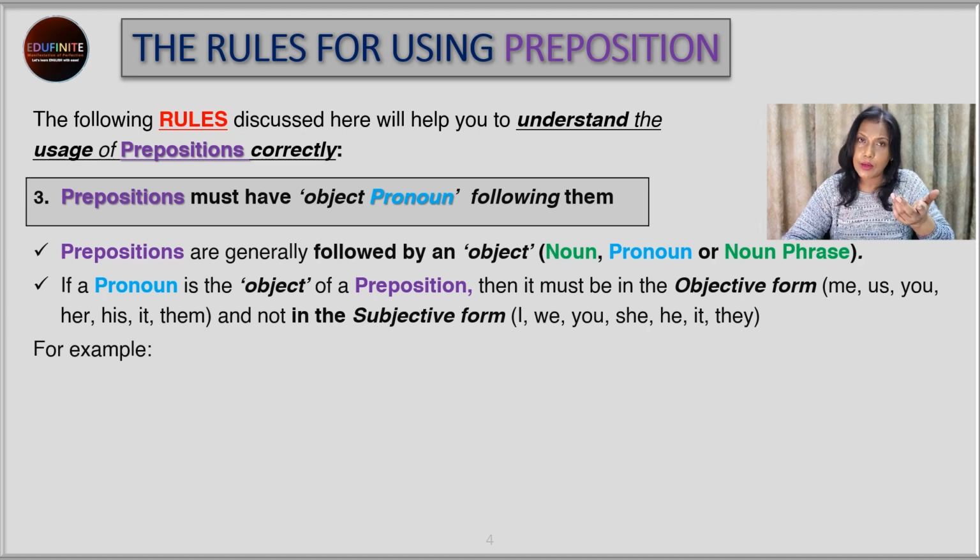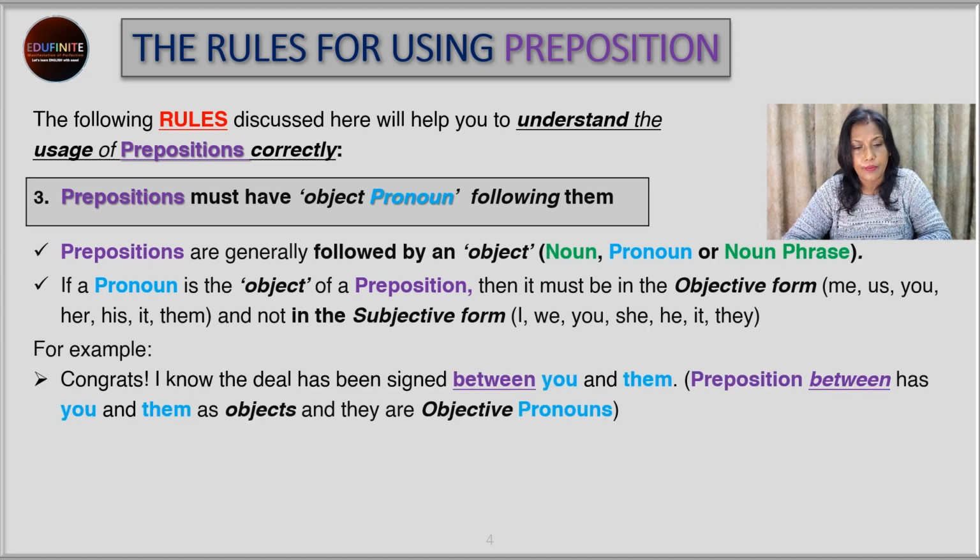So now let's look into some of the examples to understand it better. Congrats! I know the deal has been signed between you and them. So over here we see that between is the preposition. Why? Because it has you and them as objects, and you and them are what?